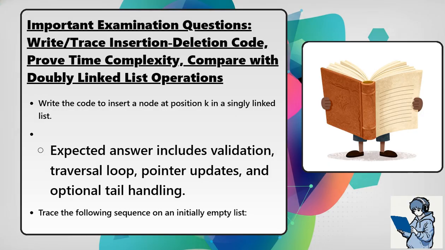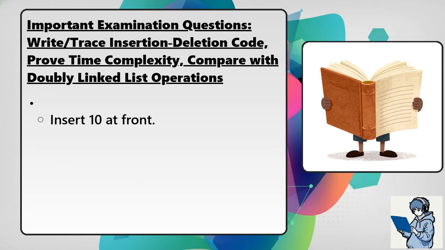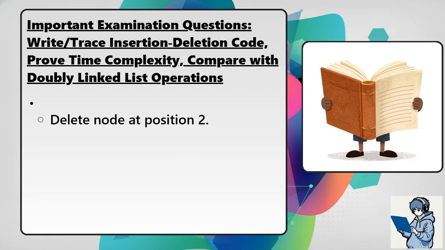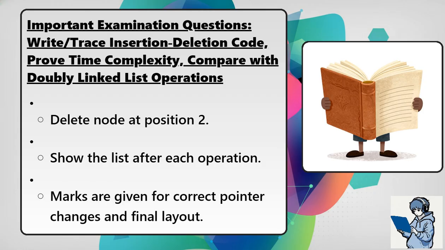Trace the following sequence on an initially empty list. Insert 10 at front. Insert 20 at end, no tail. Insert 15 at position 1. Delete node at position 2. Show the list after each operation. Marks are given for correct pointer changes and final layout.